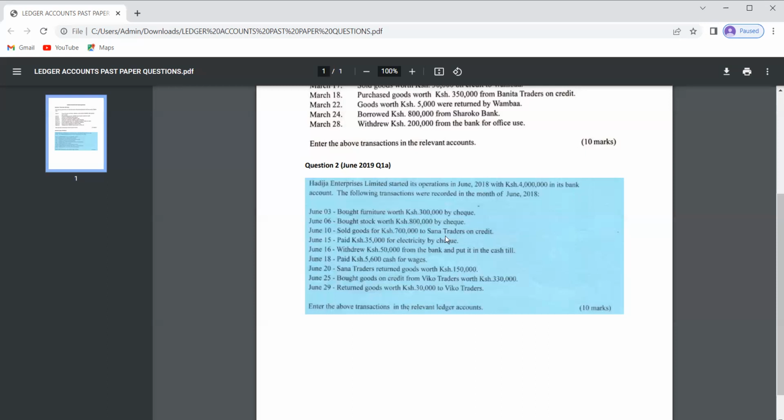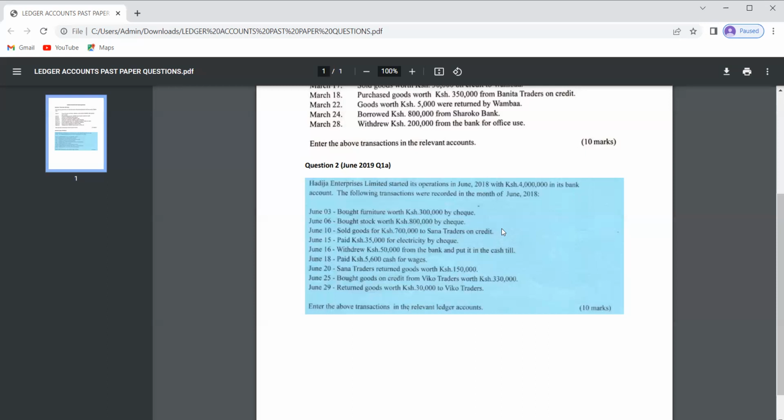On 15th, paid 5 for electricity by check. So electricity, remember, is an expense. What did we say about expenses when we pay them? We debit. We don't credit expenses. We debit expenses always when we pay. What we credit is either cash or bank. In this case, it is bank because it is by check. Yes, on 16th, we withdrew 50,000 from the bank and put it in the cash till.